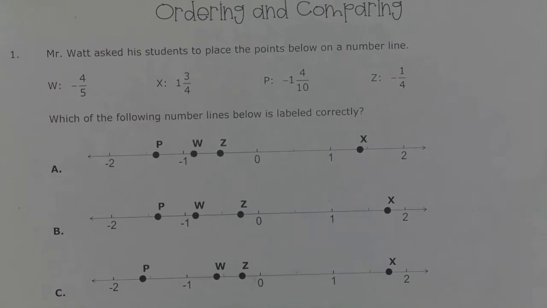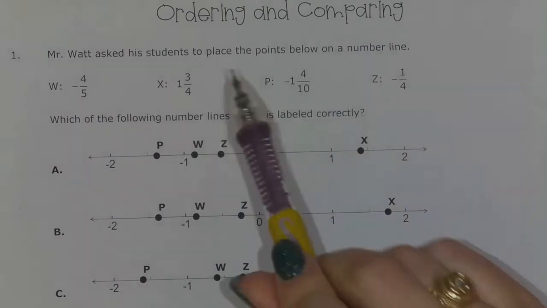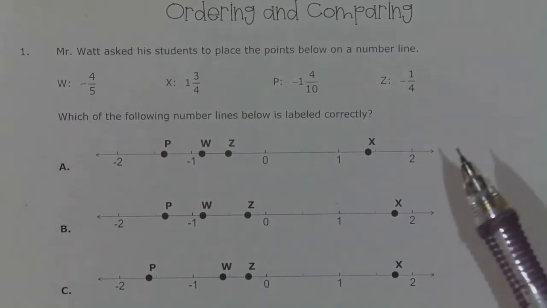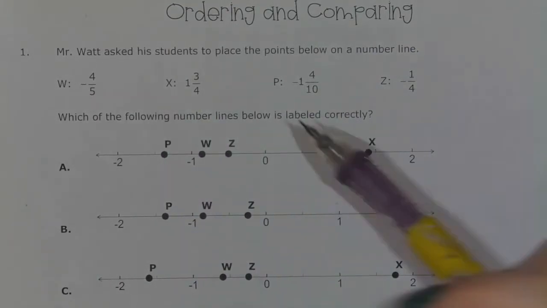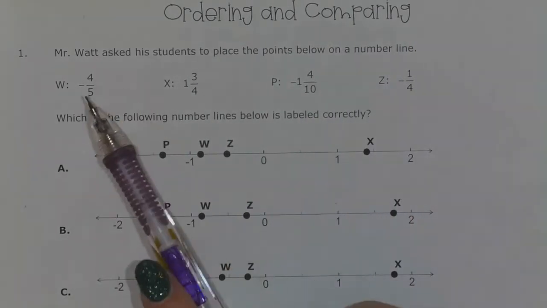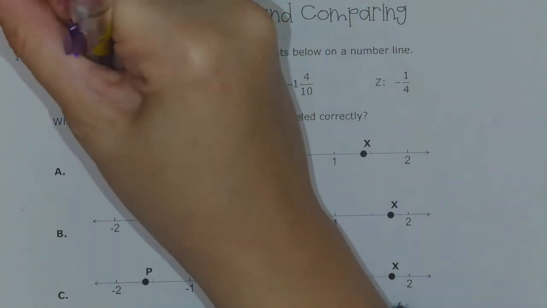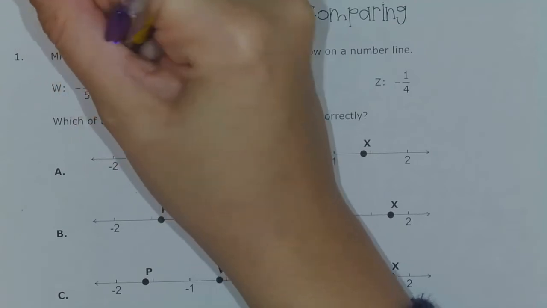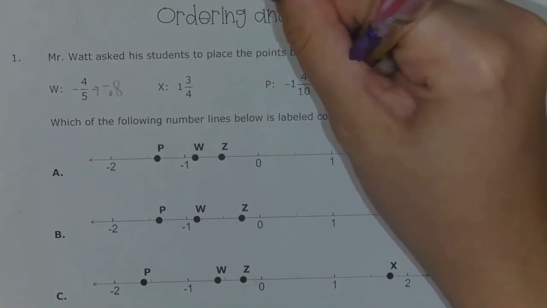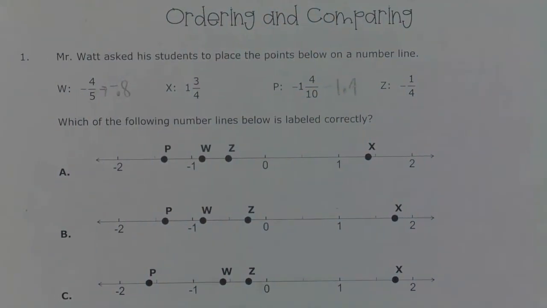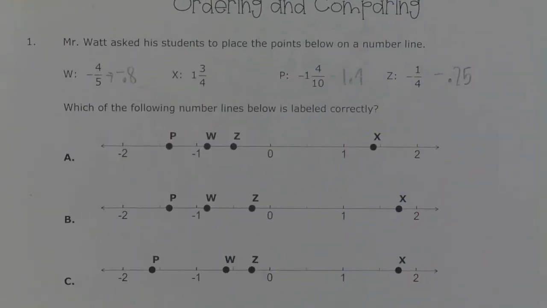I notice a few things when I look at this problem. The first thing is everything except for X is a negative number. X is our only positive number. The other thing is that they're all fractions, and I can't really compare fractions that have different denominators. But they're all benchmark fractions, and I can turn those into decimals. So I'm going to do that really quickly. Negative 4/5 would become negative 8/10. Negative 1 4/10 stays negative 1 4/10. And negative 1/4 becomes negative 25/100. Now this makes it a little bit easier to compare.